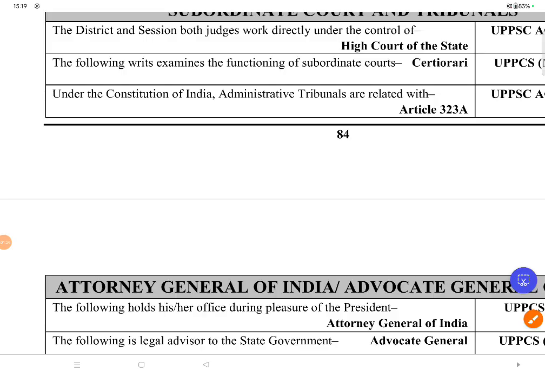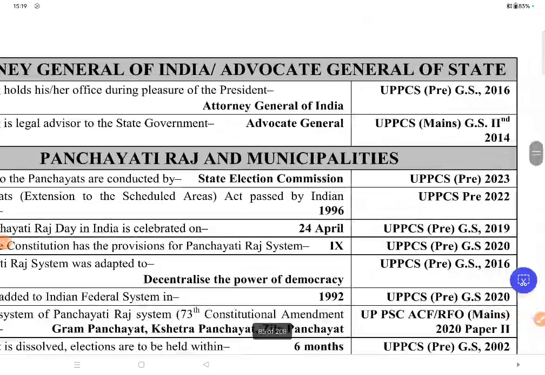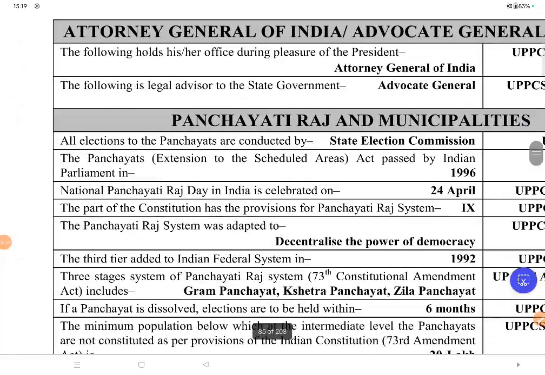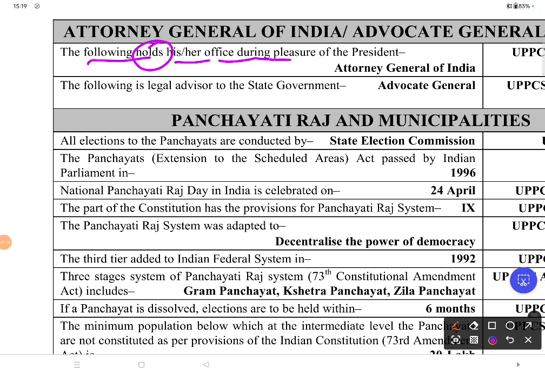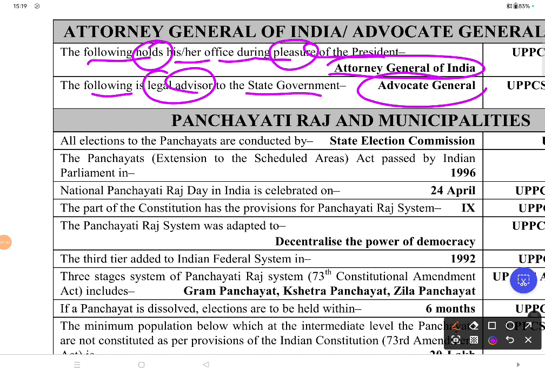Move on to the next chapter, that is Attorney General of India and Advocate General of State. The following holds office during the pleasure of the President: Attorney General of India. The following is legal advisor to the state government: Advocate General. Move on to the next chapter, that is Panchayati Raj and Municipalities. All elections to the panchayats are conducted by the State Election Commission.